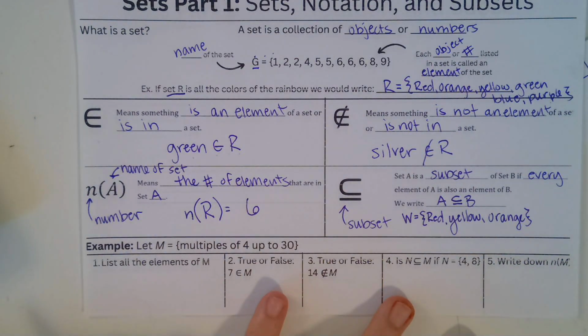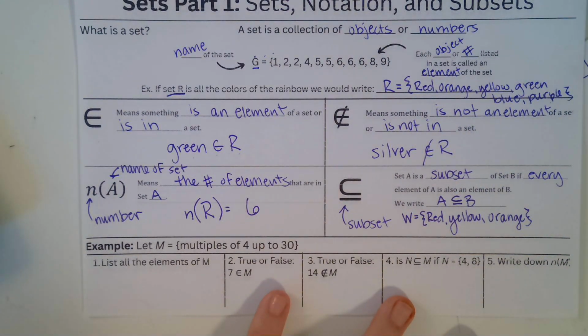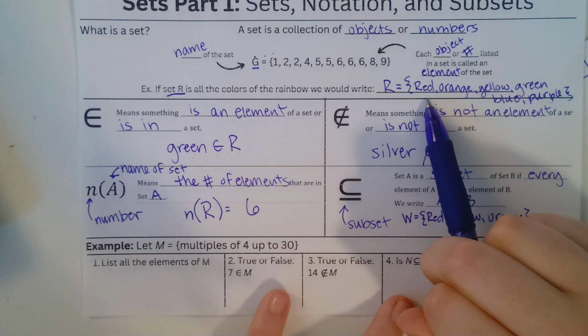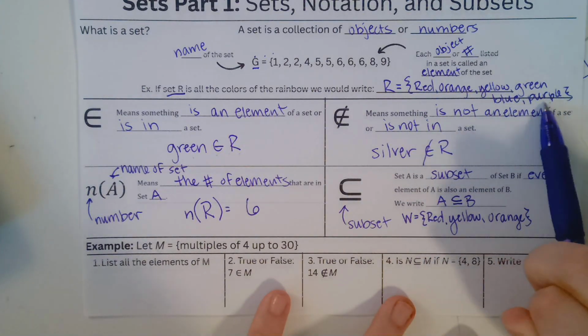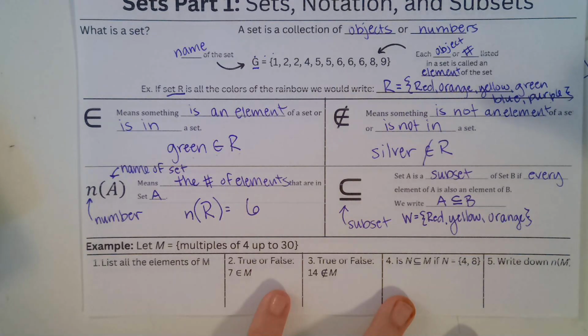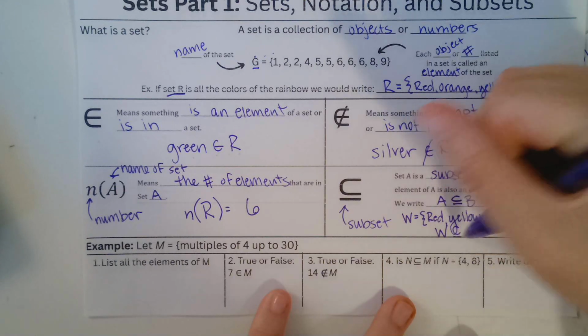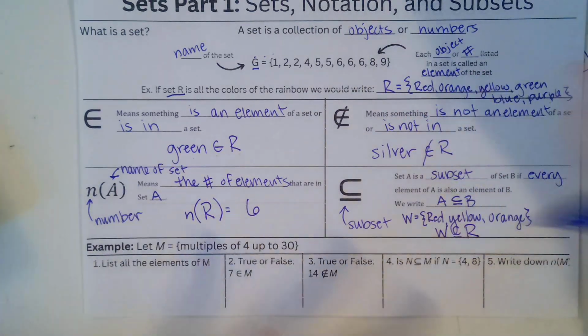So we have the colors red, yellow, and orange. In this case, I have red, yellow, and orange in this set. And I also have all of those elements in this first set that I started with. The way that I look at it is, this set is a smaller version of this set. So in that case, we would say that W is a subset of this set R. It's a smaller version of it.